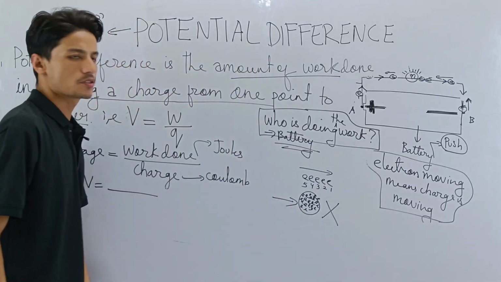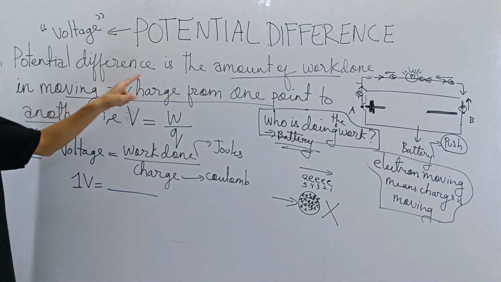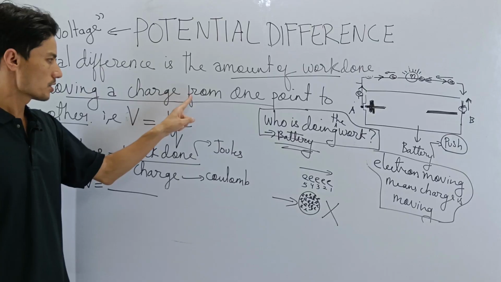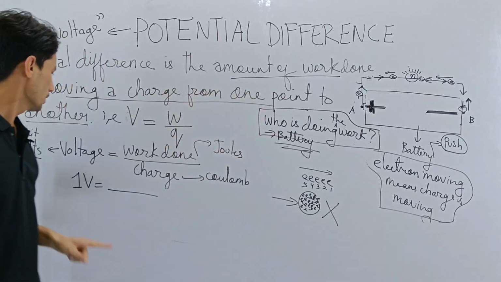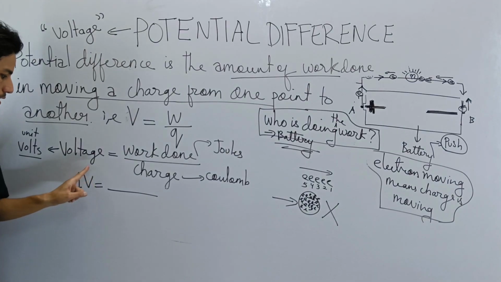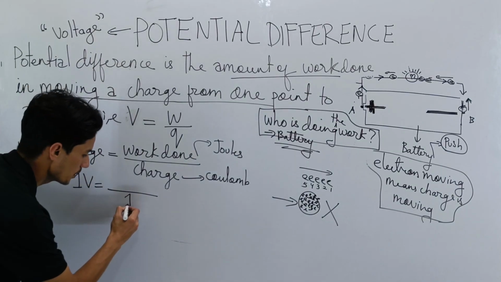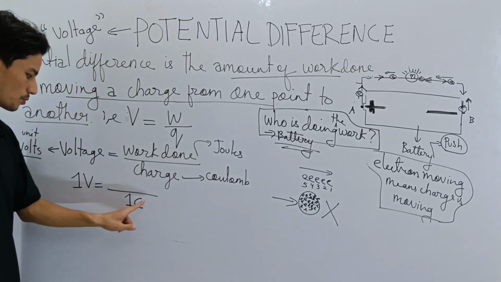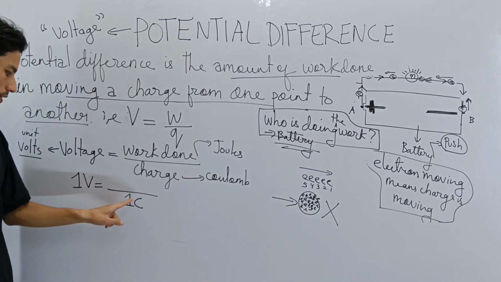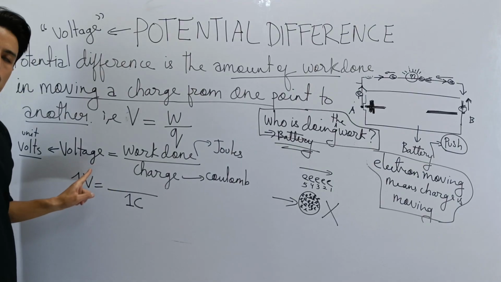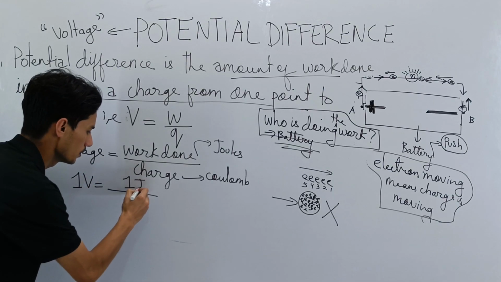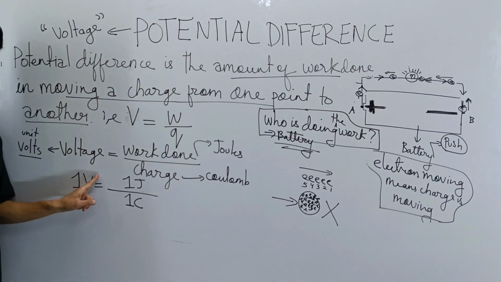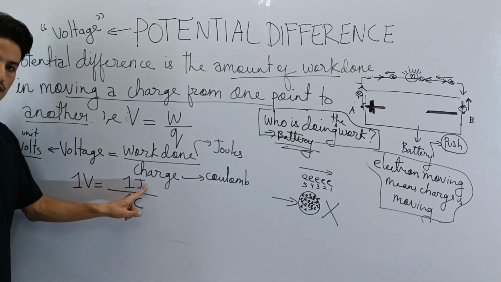As per the definition, potential difference is the amount of work done in moving a unit charge, though I have not written the word unit. A unit charge means one charge from one point to another. So if I say potential difference is 1 volt, the charge moved is one charge only. How much work is done in moving 1 coulomb of charge? It will be 1 joule.